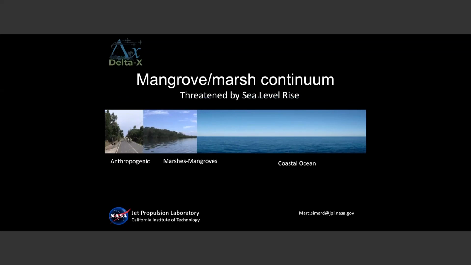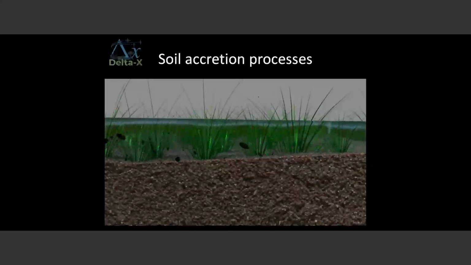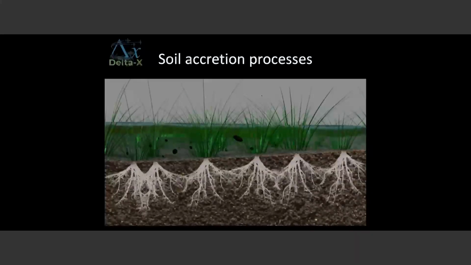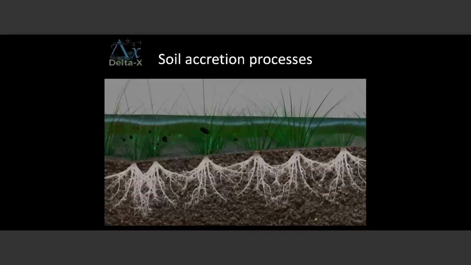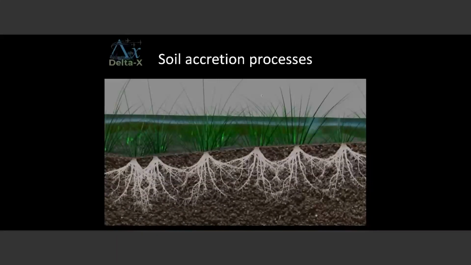So the only way to keep up with sea level rise is to build soil elevation. There are two processes by which this can be done. One of them is, of course, deposition of mineral sediments on the soil and accumulation, so raising the soil. And the other process is through plant production. As the vegetation grows roots, it also builds soil elevation. So you have mineral sediment deposition and organic plant production. Okay, so you have these two processes.